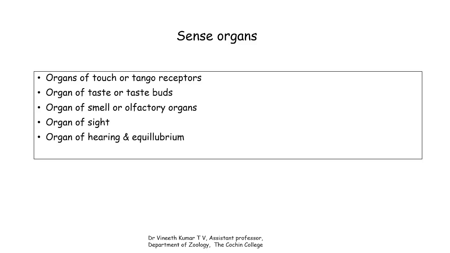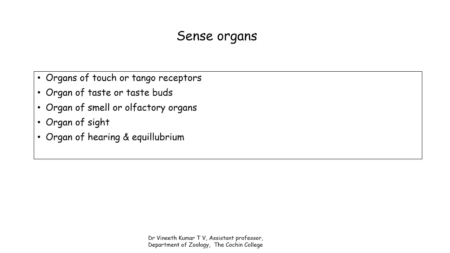The first one, the organ of touch or tango receptors, they are numerous, and they are found on the skin. There are numerous cutaneous sense organs or receptors present in the epidermis of the skin. They are sensitive to various stimuli like touch, chemicals, temperature, humidity, light, pain, etc. So this is about the tango receptors. Coming to the taste buds, these are present in small papillae on the tongue and on the floor and the roof of the buccal cavity.